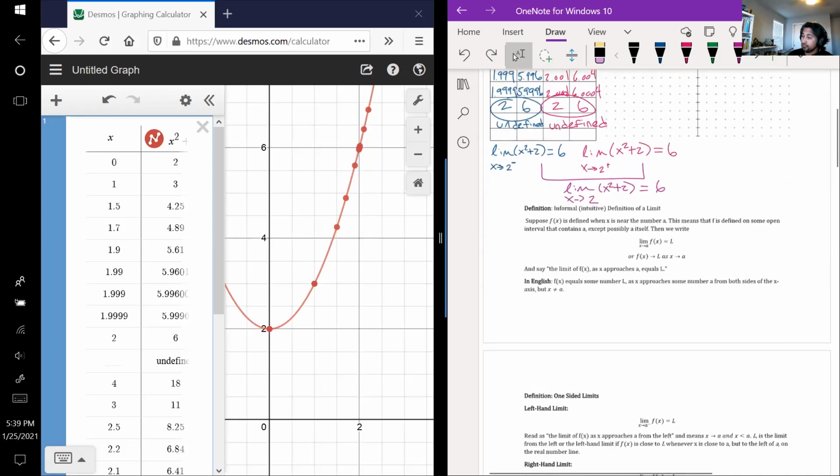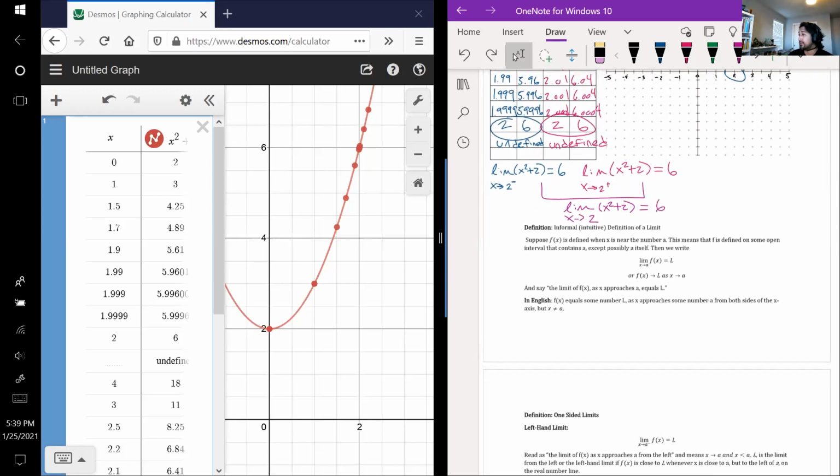Same thing we did up there. Our left hand limit was 6. Our right hand limit was 6. Therefore, the limit from both sides must also be 6. All that definition there. Any questions on that?